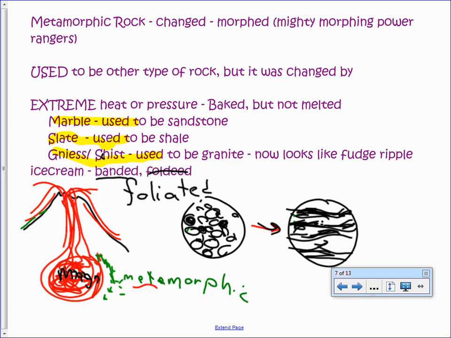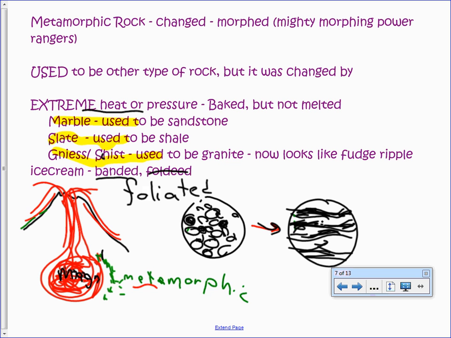So it has that almost layered look, but it's not a sandstone. Metamorphic rock, Tim and Roby were talking about this yesterday in the Brain Pop, extreme heat and pressure. It's not enough to melt it. It doesn't melt it into magma, otherwise it would turn it back into igneous rock. But it is enough to bake it, to cook it.